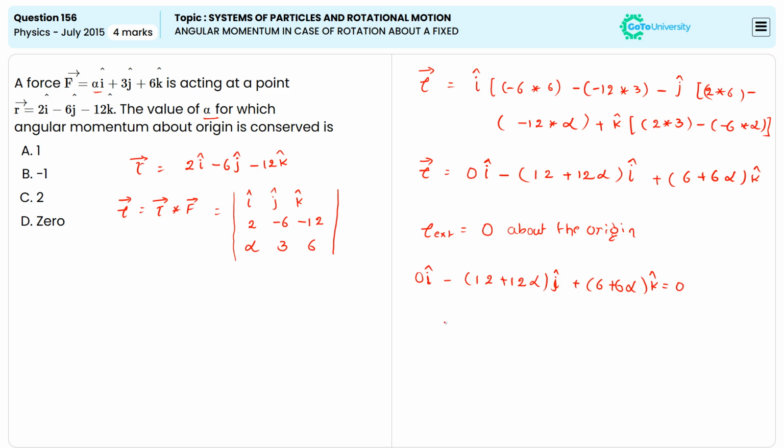Equating the coefficients of i, j, k respectively to 0, we get alpha equal to minus 12 divided by 12, which is equal to minus 6 divided by 6. Then if we simplify, we get the answer, that is minus 1. Then the alpha value is minus 1. Option B is the right answer.